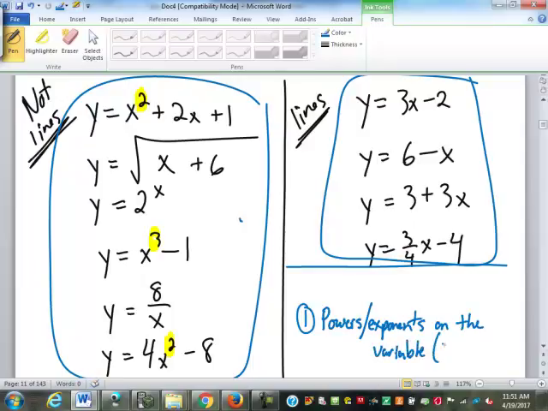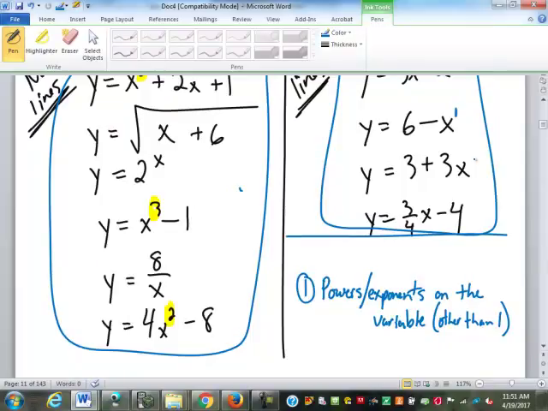Now I should say other than 1. Because every number has a power on it. It's just that power is usually 1. This is x to the power of 1. But we don't write it because it's a 1. Included in that, by the way, is this here. The square root is a form of an exponent. If you recall, when we talked about order of operations, exponents included both powers and roots.